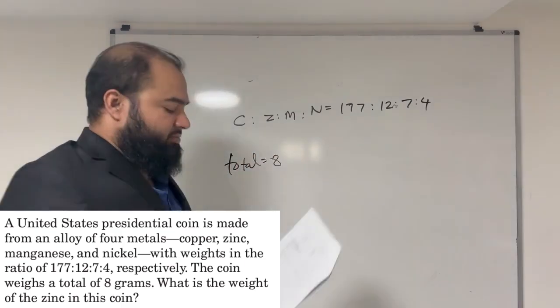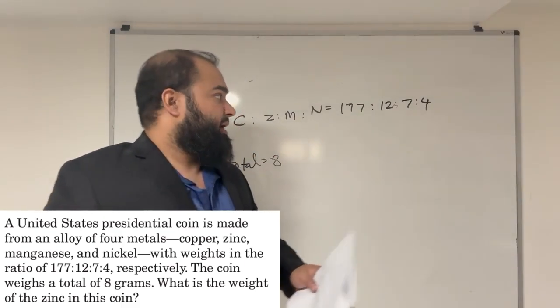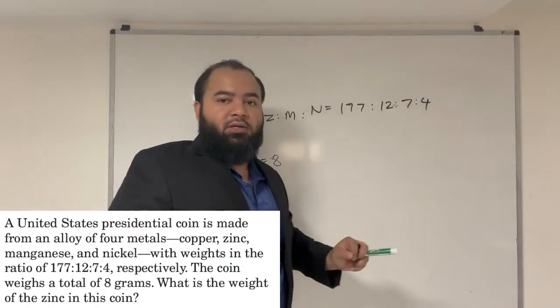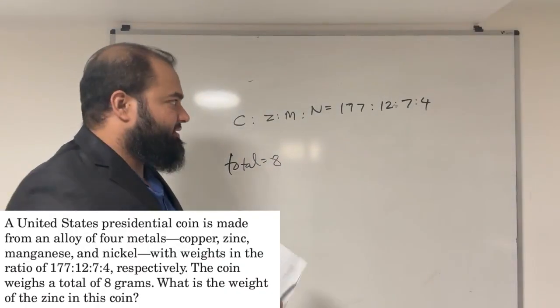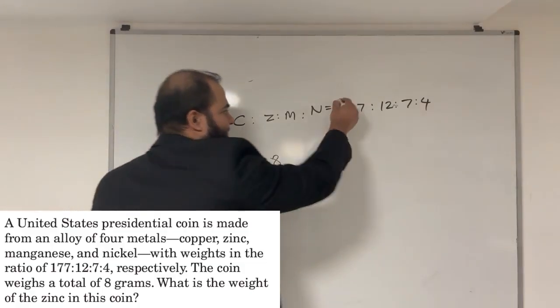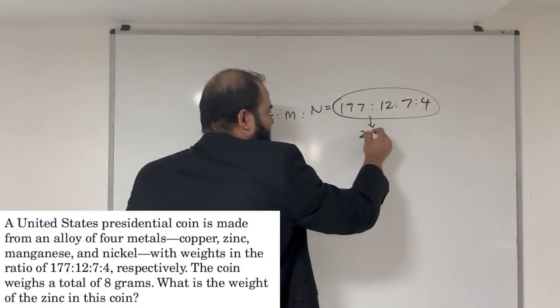So total of 8 grams. So what is zinc? Now, if I add them all, it doesn't add up to 8. It's much bigger than that. So I have to scale it down. One way to do it is, if I add them all, I actually get 200.